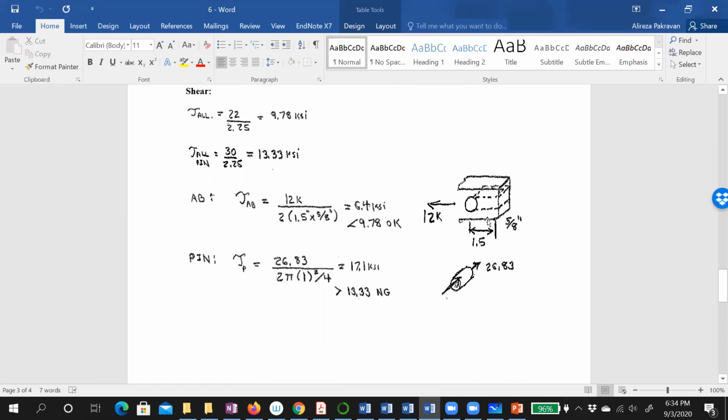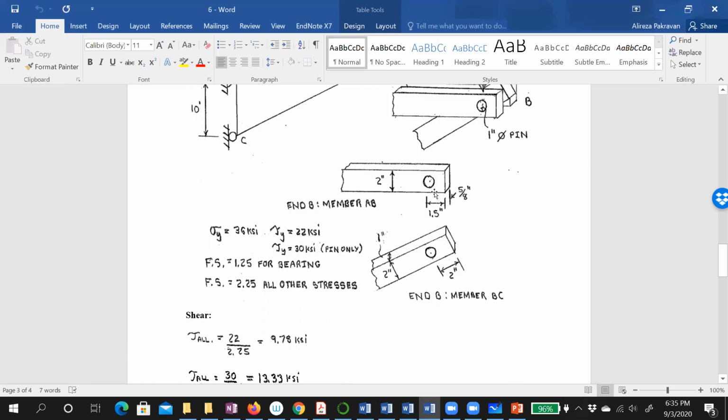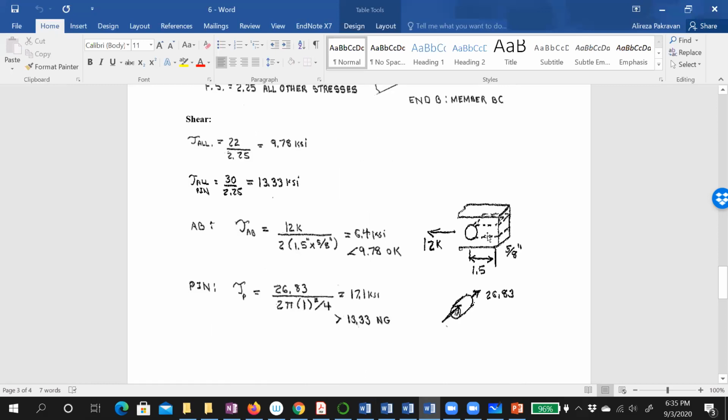So what is the dimension of that? Now it is 1.5. One of you asked me about this earlier. I used that to find the axial, and I got a different answer. This is 1.5. Now this 1.5 contributes to the shear, times 5/8, right? This one.